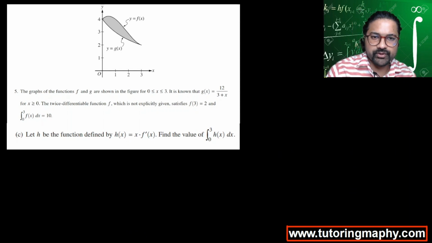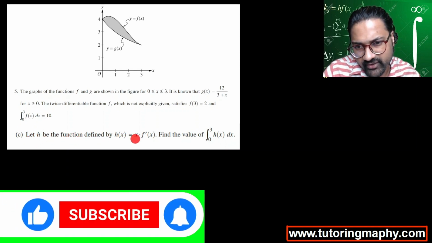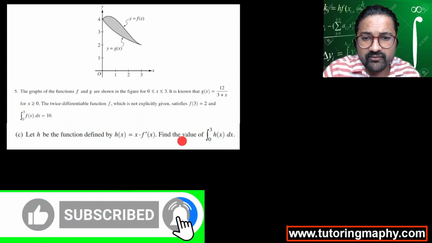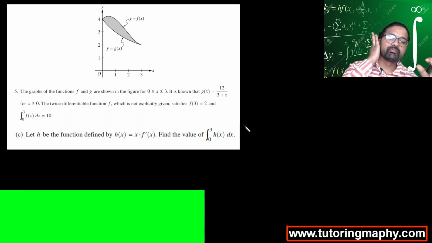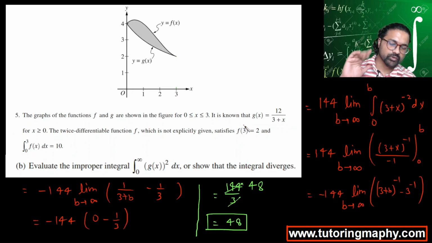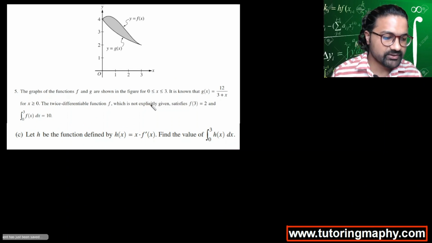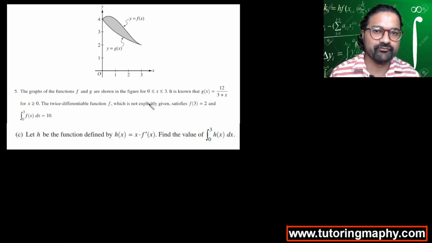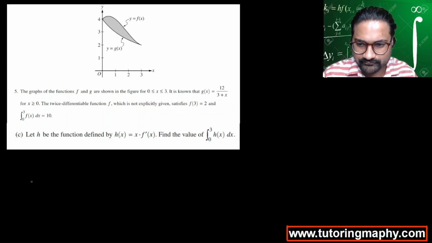Okay. So what I am going to do is I'm going to read the question: let h be a function defined by x times f prime x. Oh my goodness. Find the value of the integral from 0 to 3 of h(x) dx. This was a little complicated in this question. I think the rest two were okay, but this was a little complicated because here you got to use integration by parts. So first thing, why it's complicated, because sometimes it's important for our mind to click that okay, we got to use integration by parts in this case. So we got to find the integral from 0 to 3 of h(x) dx, where h(x) is x f prime x.